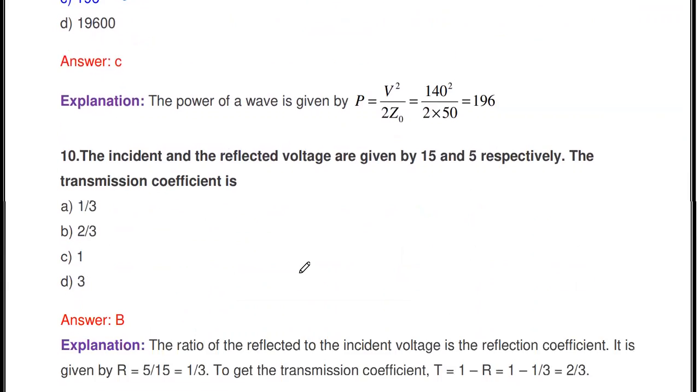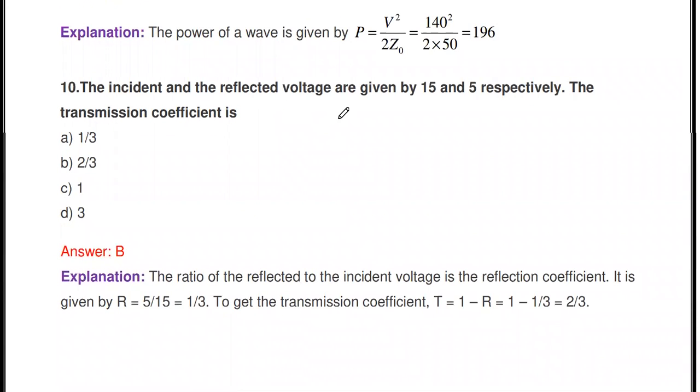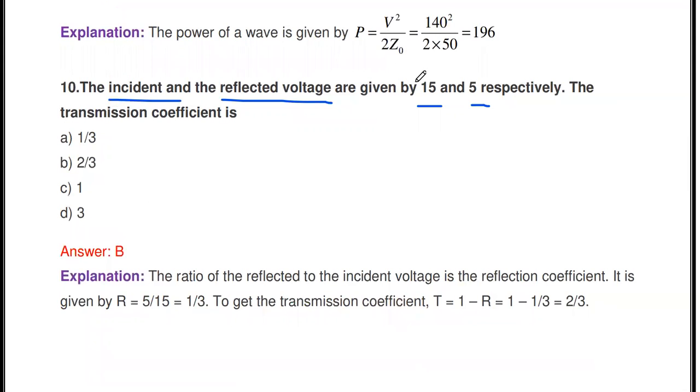Then the next one, the incident and reflected voltage. Okay, incident and reflected voltage are given by 15 and 5 respectively. The transmission coefficient is dash. Okay, so what is the data given? Incident voltage is 15. Reflected voltage is 5. So the question is the transmission coefficient.